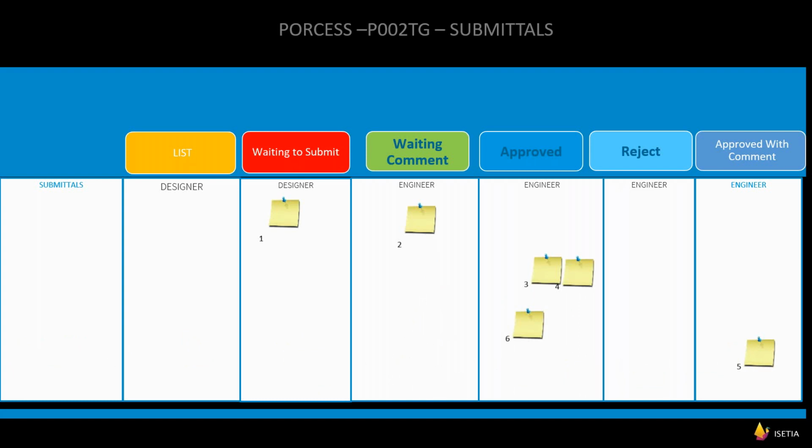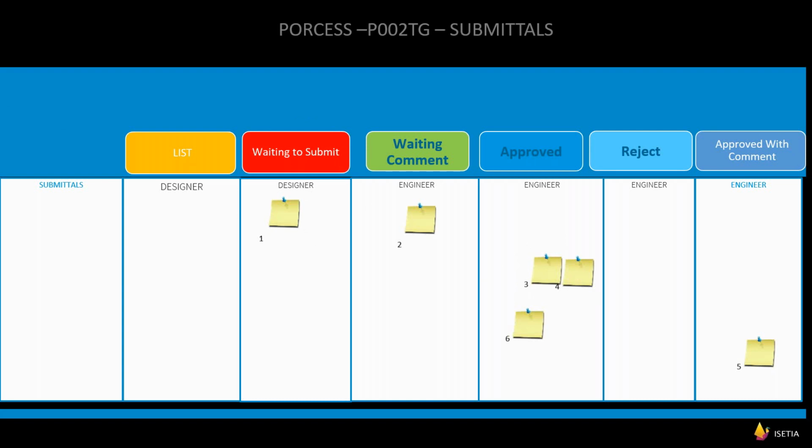So if the management or client asks where we are with design package one, design package one is at the moment with the designer, waiting for submission. Or design package one is approved with comments. And of course, we also have the engineer approving design packages 3, 4, and 6. These are the posted statuses and the status report.